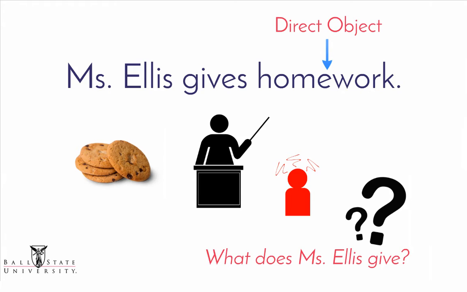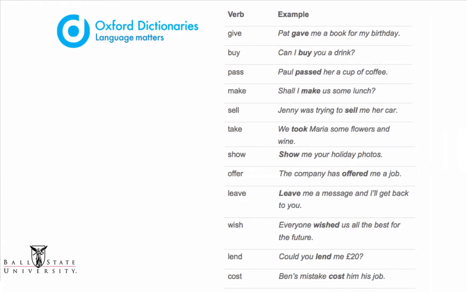Transitive verbs like give must have a direct object. The direct object completes the meaning of the sentence. Here is a short list from oxforddictionaries.com of common transitive verbs in English that must be followed by a direct object.